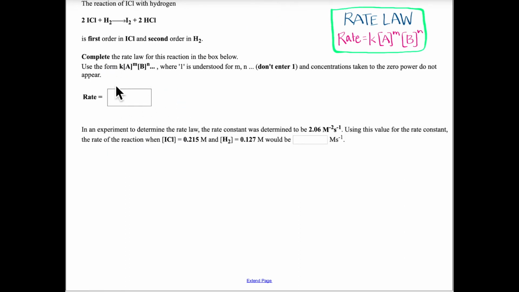Okay, this time they're also asking us to write the rate law for this specific reaction.